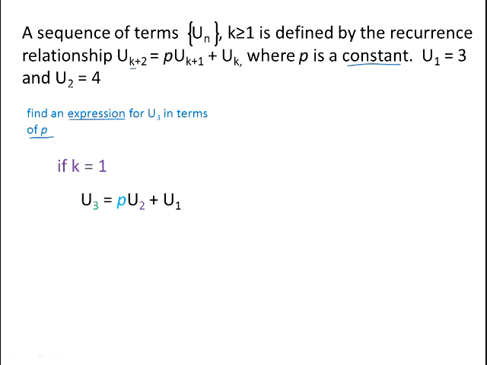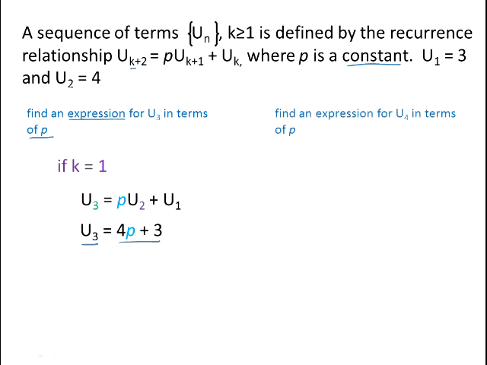Okay, so let's see if we can fill some more in. So do we know u2? Well, yes we do. That's 4. And do we know u1? That's 3. So we can say it's 4p plus 3 just by putting the numbers in. So is this an expression, 4p plus 3? Yes it is. Has it got a p in it? Yes it has, sorry. So this is an expression for u3 in terms of p.